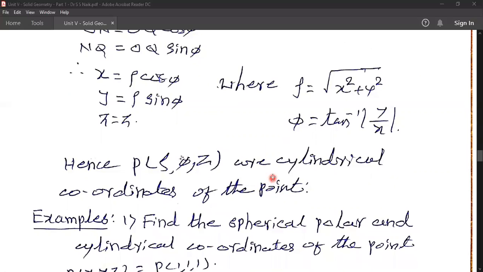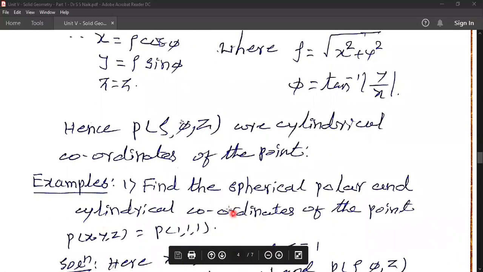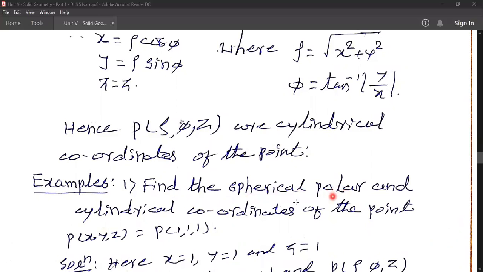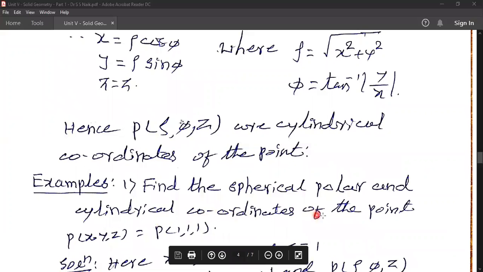Then we'll see some examples where we want to convert to the spherical polar and cylindrical coordinates from the corresponding Cartesian coordinates. For example, find the spherical polar and cylindrical coordinates of the point P of x, y, z equal to P of 1, 1, 1.